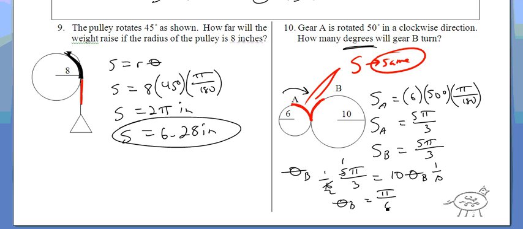Okay, but that's not what we want. We actually want it in degrees, because that's what it's asking for. How many degrees will B turn? And that just means you convert pi over 6 to degrees, and we already know that. We should know that from yesterday, but if we don't, we're just going to say 180 degrees per pi radians. Okay, the pi's cancel, and we wind up getting 30 degrees. And that's the answer to that problem. So gear A rotated 50 degrees, and gear B only rotates 30 degrees. Okay? So those are the different applications that are important here.